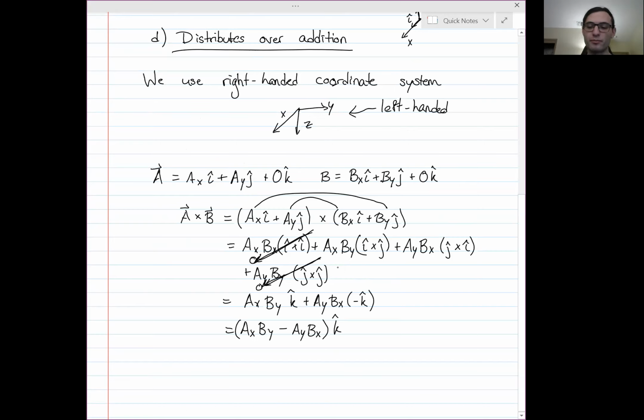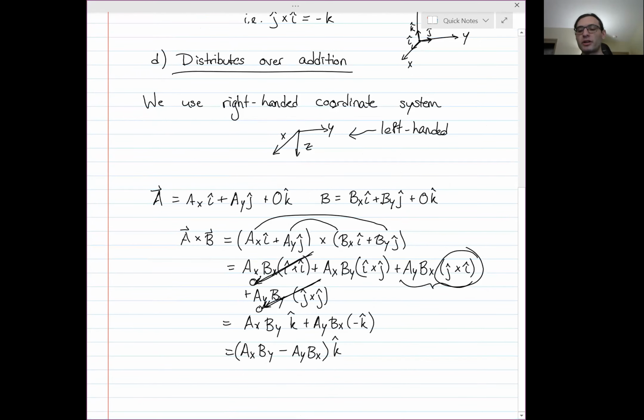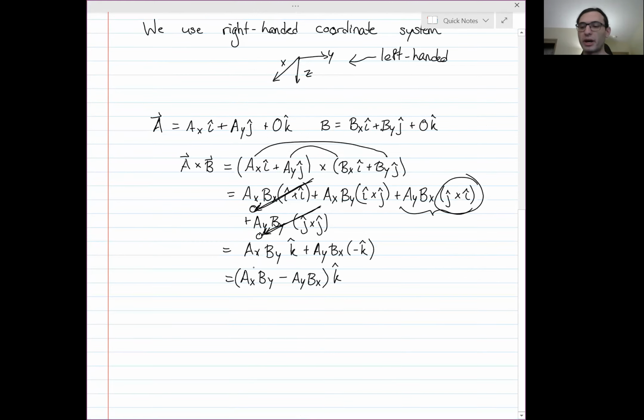The third term is very, very close to the second term, but it's j cross i, not i cross j. From the properties of cross products, a cross b is the negative of b cross a, so we can reorder a cross product as long as we pay the price of sticking in a negative sign. So j cross i is negative i cross j, and i cross j is just k, so j cross i is a negative k. And then from there, all I did is combine like terms.